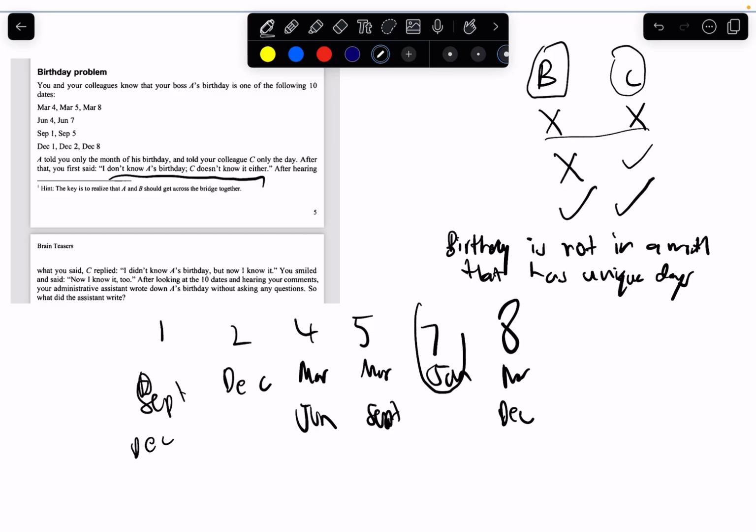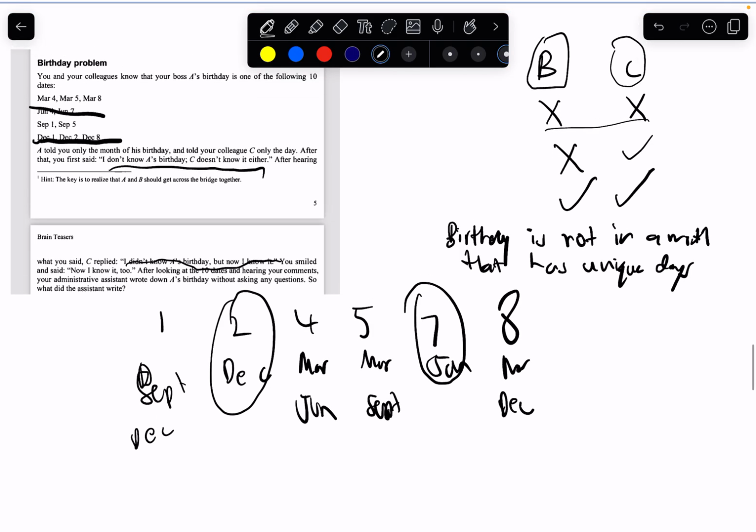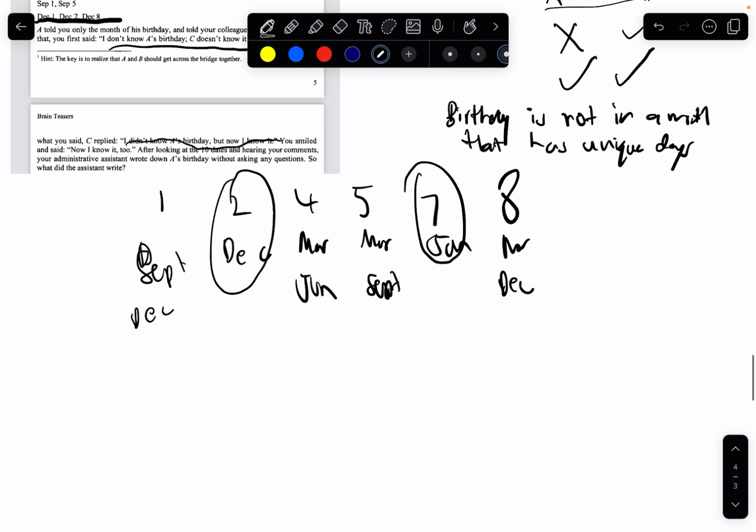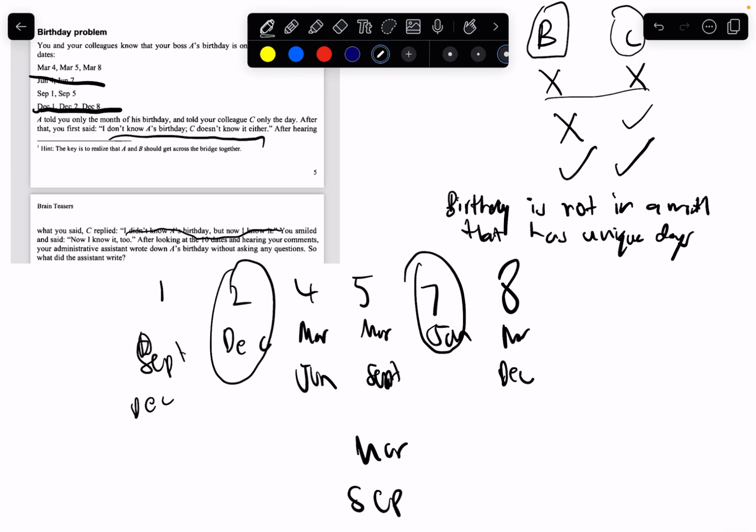So you can rule out December and June, because B is saying this with great confidence that he doesn't know the birthday, but C doesn't know it either. So let's rule these two out. And then after that, C says, "Well, I didn't know his birthday, but I know it now." How can C say this? C can only say this if, amongst the remaining dates, there is a date that is unique. So you have March and September. So you have 4, 5 and 8, and 1 and 5.